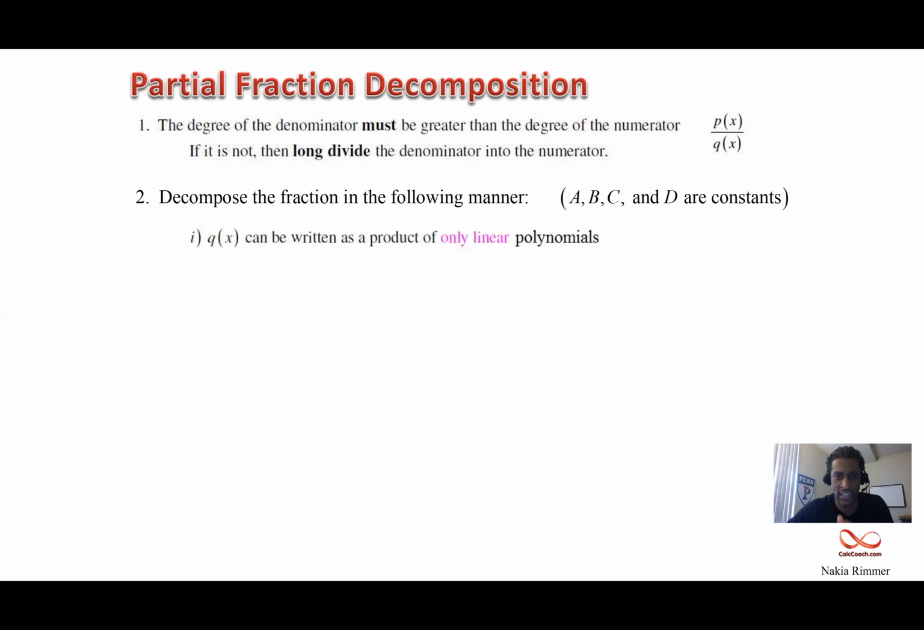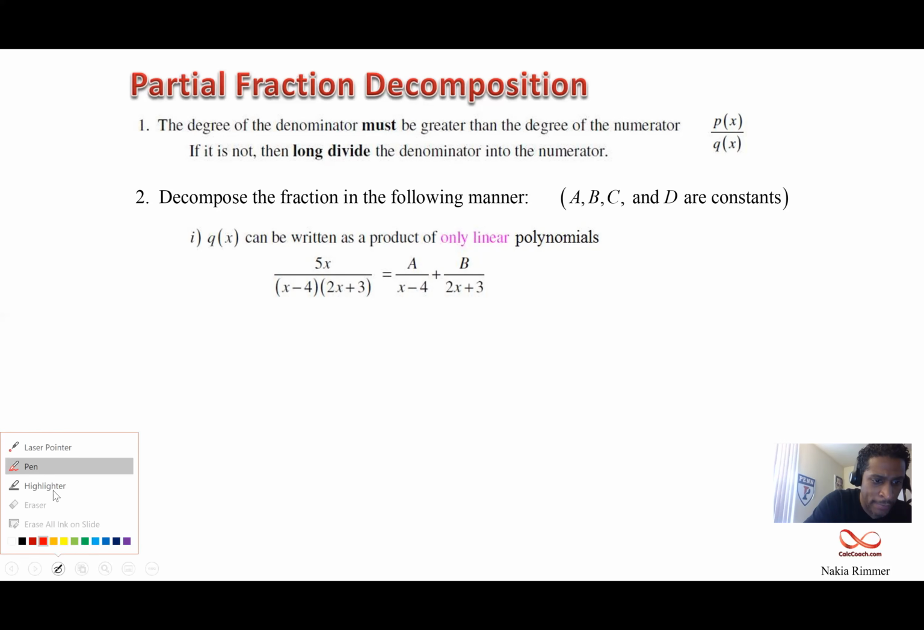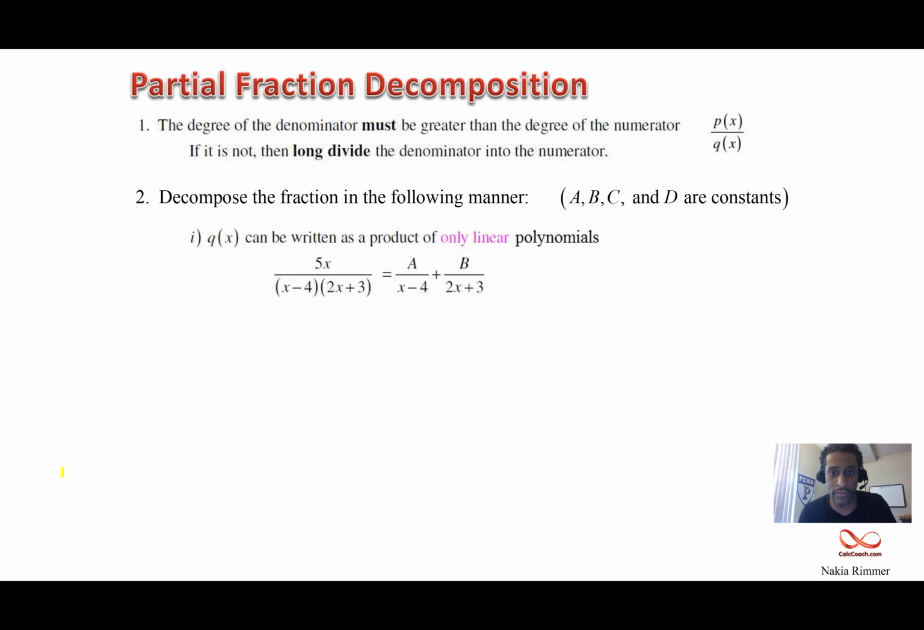Let's focus on the q of x, the denominator. If it has only linear polynomials, like x minus 4 and 2x plus 3, if it only has those guys, then each one gets its own fraction with that guy as the denominator. You see, what we're doing is we're going to put in constants in the numerator. How could this one fraction be put together from these two separate fractions?